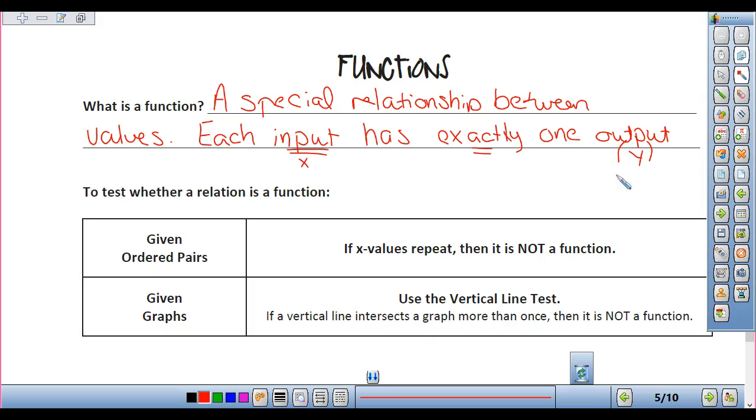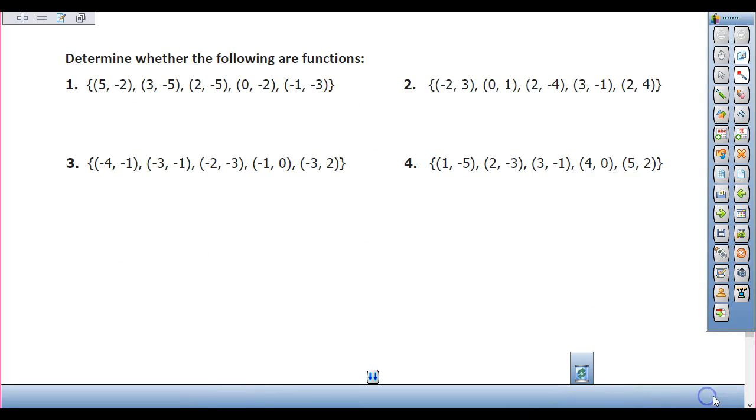All right. So if we have a set of ordered pairs, if there's any repeaters in the x values, then it's not a function. The vertical line test is if you're given a graph. If you draw vertical lines all over the place, and the vertical line never goes through 2 points, then it is a function. If one line goes through that graph in more than one spot, then it's not a function. Okay, so let's do some examples.